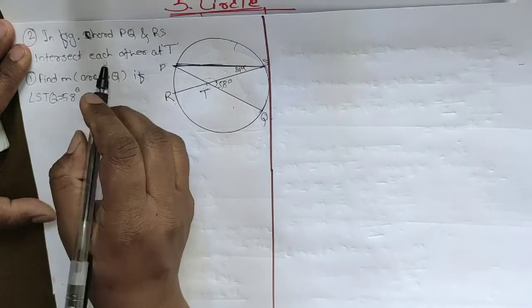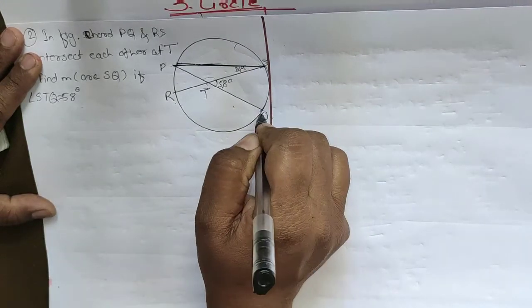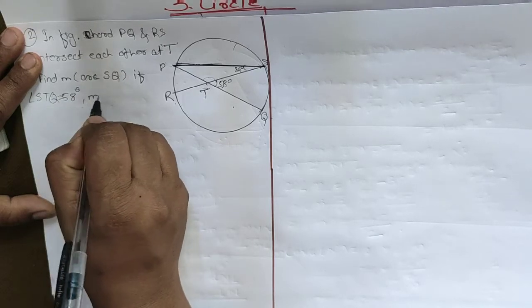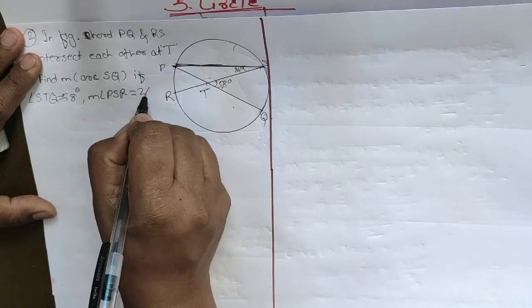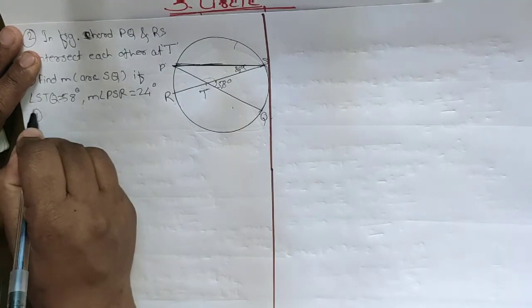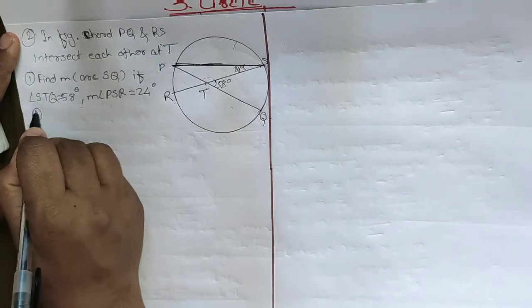Angle STQ is equal to 58 degrees. Then what is the measure of arc SQ, we have to find out, and the measure of angle PSR is equal to 24 degrees. This measure is equal to 24 degrees. And first, what we have to verify.